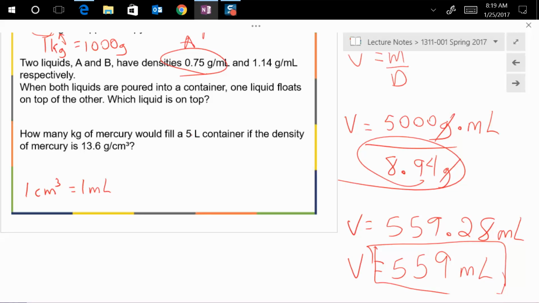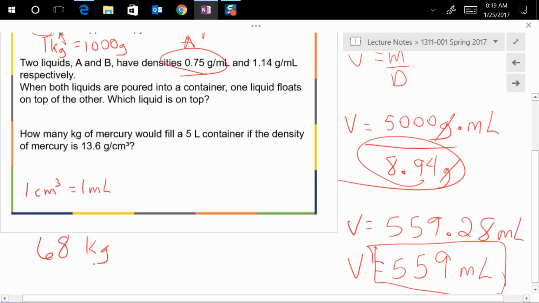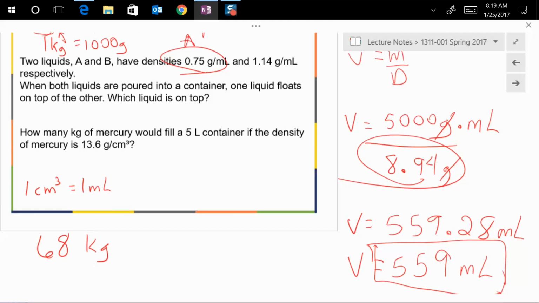Okay, let's see if we have a consensus out there. How many kilograms? 68. Say it again. I'm sorry, I just didn't hear. 68 kilograms? Is that what people are getting? Anybody else getting something else? No? Okay, good.